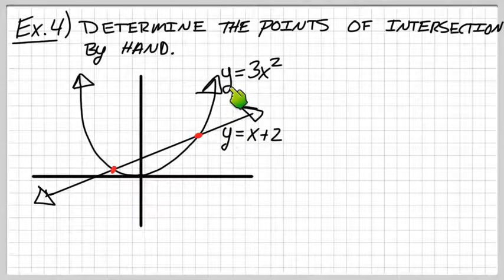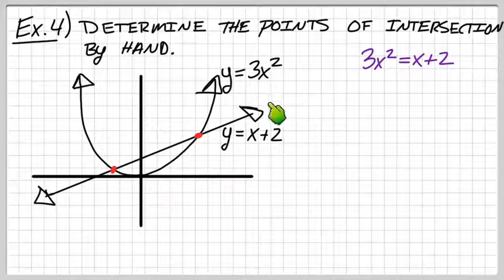This is almost the exact same question we just did. If you want to know where they intersect, that just means when these two equations are equal to each other. So all we have to do is set these equal to each other, and we can figure out the intersection points. So 3x squared equals x plus 2. If I set them equal to each other and solve it, then that's the intersection points.